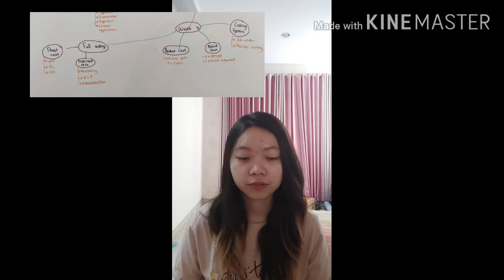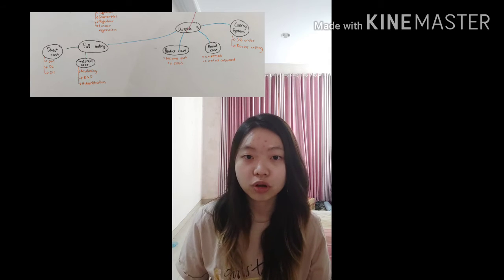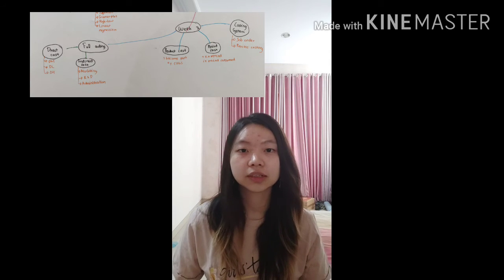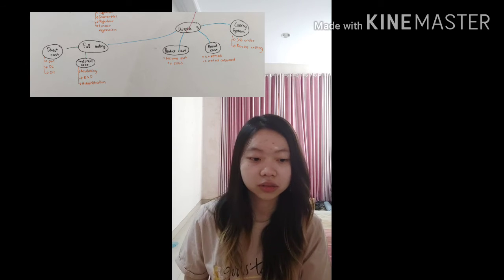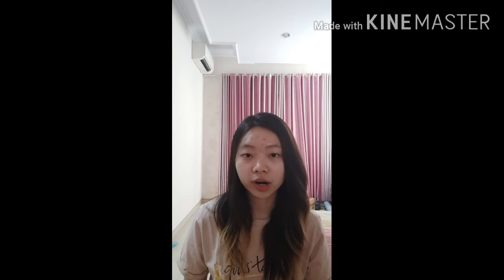And then move to week 3. We learn about full costing. So full costing is the amount of direct cost plus indirect cost. Direct cost consists of direct materials, direct labor, and overhead costs, while the indirect cost can be marketing, R&D, and administration.